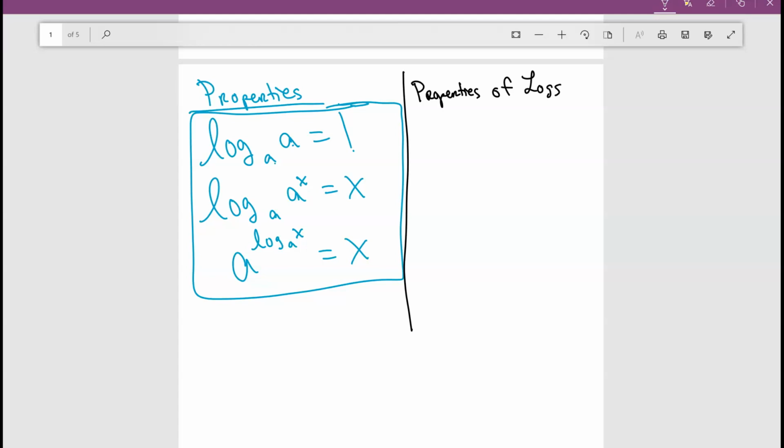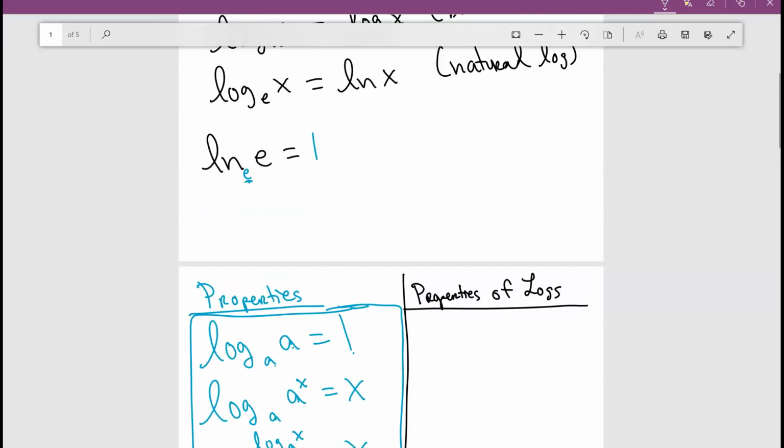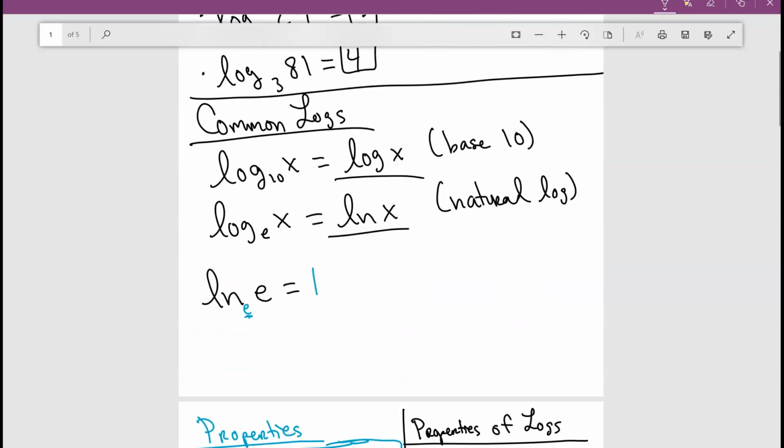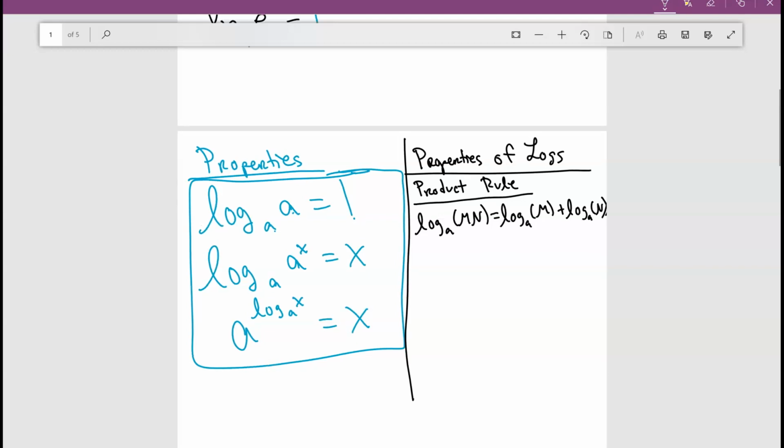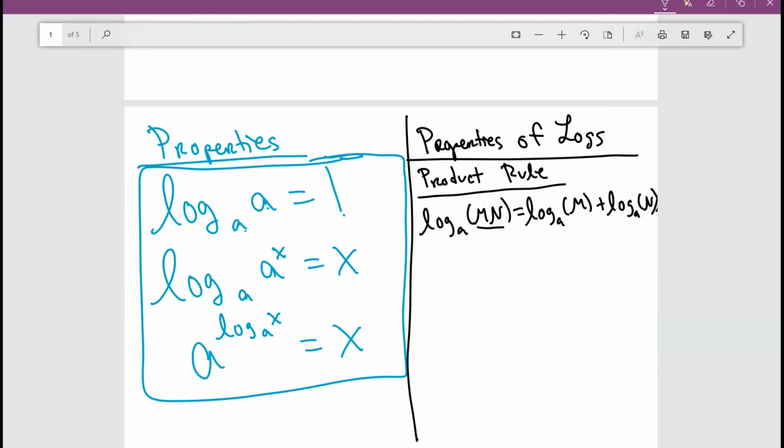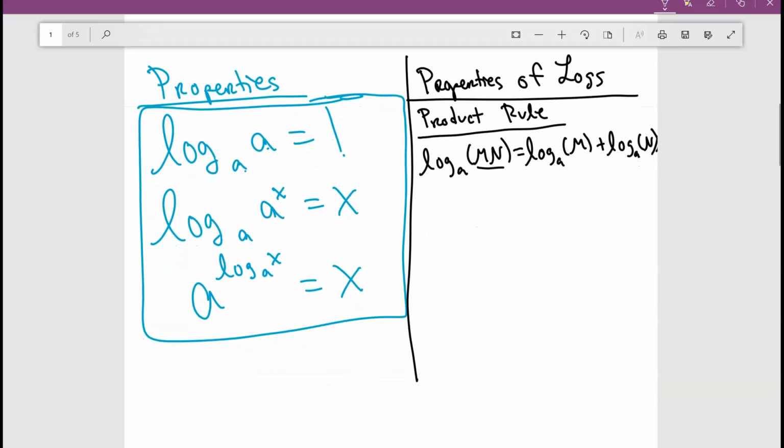Properties of logs. These properties work the same with the natural log and also with the base 10 one. This is what we're going to call the product rule. Basically, the product rule says that if you have log base a of m times n, two things being multiplied together, this is going to be the log base a of m plus the log base a of n. So if you have two things being multiplied together, all you have to do is separate them, each with a log, and put an addition between them.